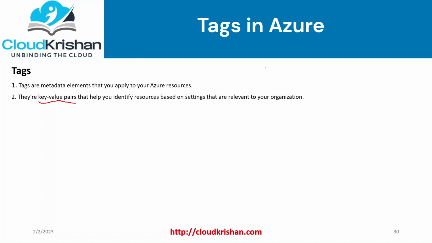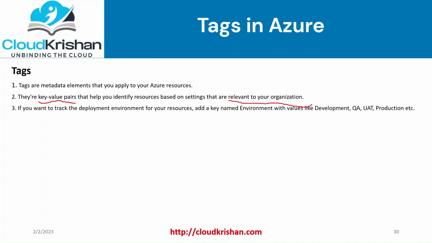And when we say relevant to the organization, we will understand in the example how you can define a key and what can be the possible values of that key. We will see some examples of it. And then third, if you want to track the deployment environment for your resources, add a key. So this is a type of example, right? If you want to identify your resources by deployment environment like dev, QA, production, UAT, etc., then you should have a key like environment, and values can be like development, QA, UAT, etc.